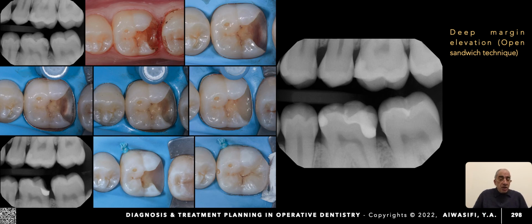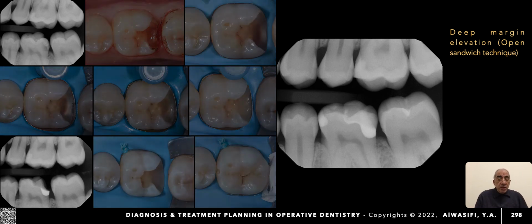apply circumferential automatrix just to raise the bottom using resin modified GIC, just raise your margin, which is called deep margin elevation, just to ensure proper bonding procedures with the tooth structure without irritating the gingival tissues and without the gingival tissues reducing the quality of your bonding procedures. This is called deep margin elevation.